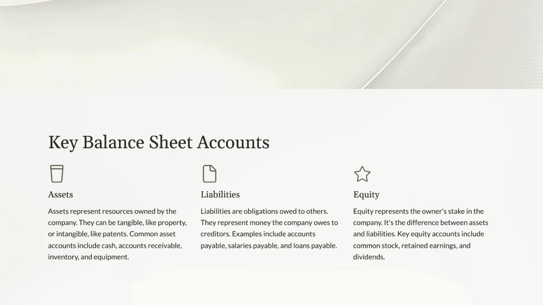Liabilities. Liabilities are obligations owed to others. They represent money the company owes to creditors. Examples include accounts payable, salaries payable, and loans payable. Equity. Equity represents the owner's stake in the company. It's the difference between assets and liabilities. Key equity accounts include common stock, retained earnings, and dividends.